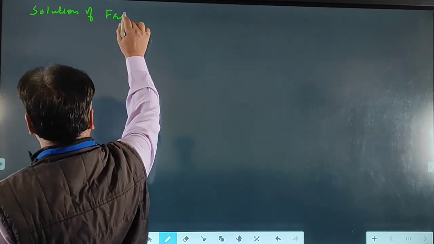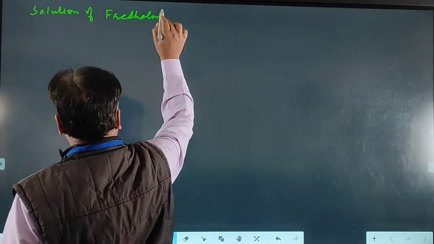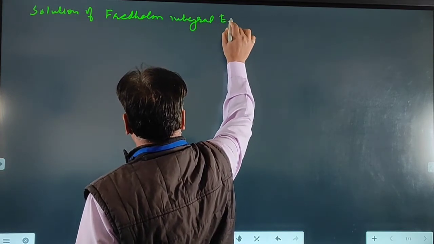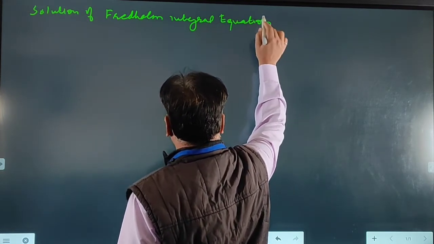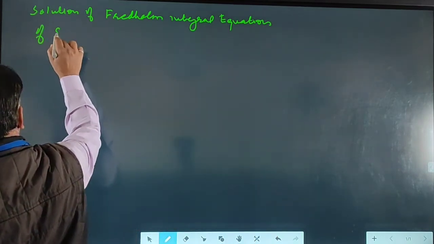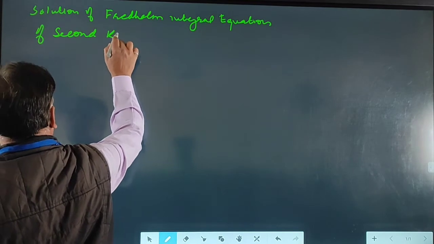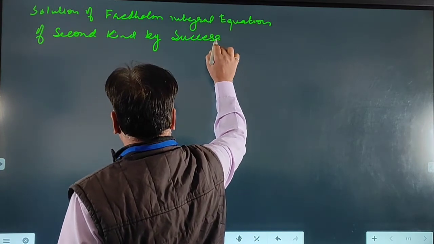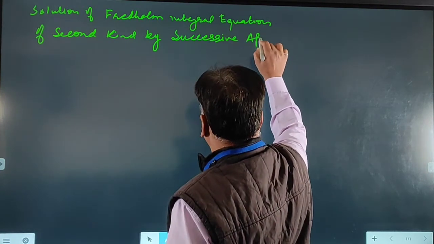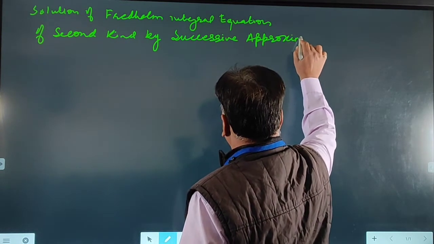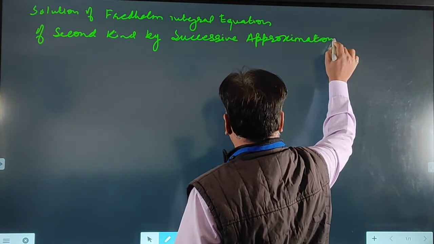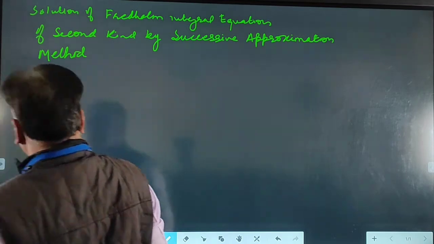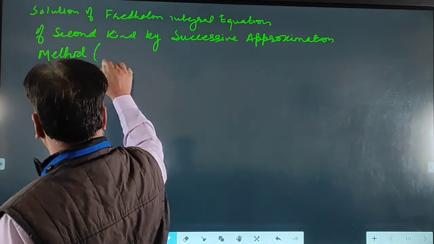The solution of Fredholm integral equation of second kind by successive approximation method. It is also known as the Neumann series method.